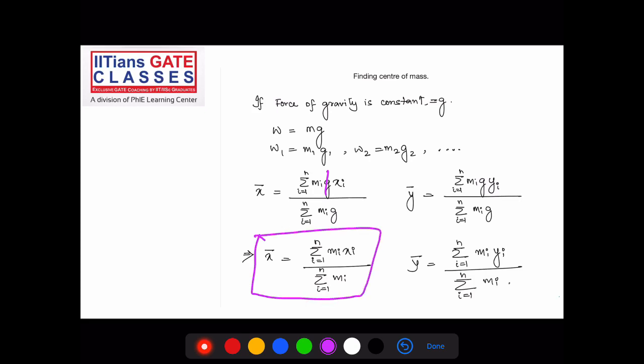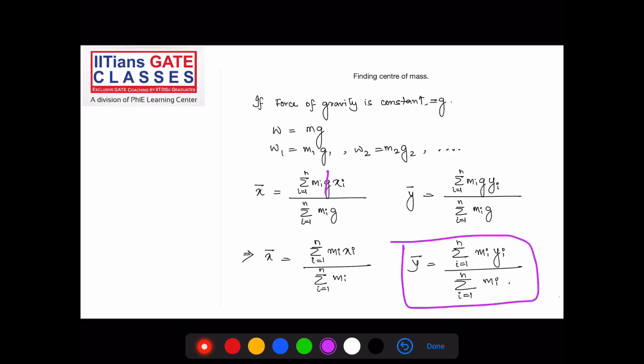What is x bar? x bar, that is the coordinate of center of mass, is equal to summation of mi xi divided by summation of mi. Similarly, we can write the y coordinate of the center of mass, right?